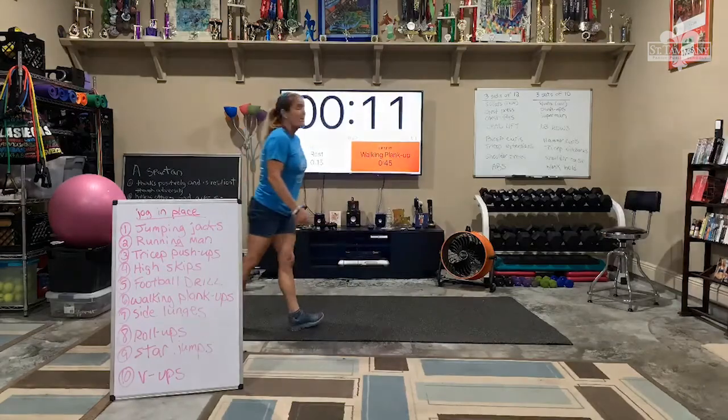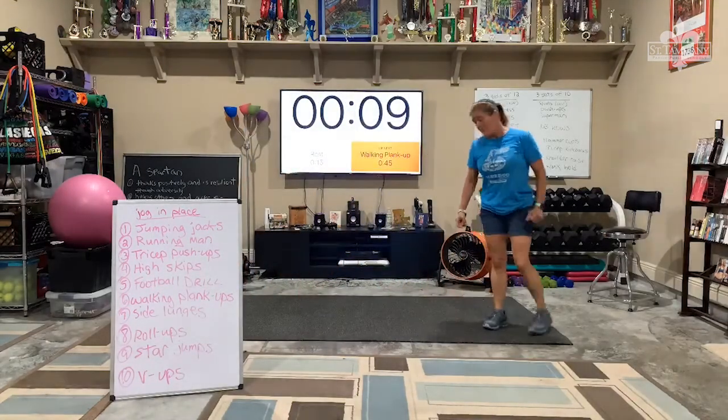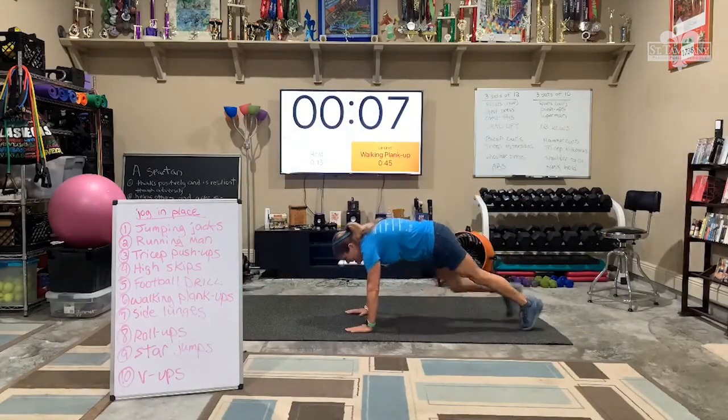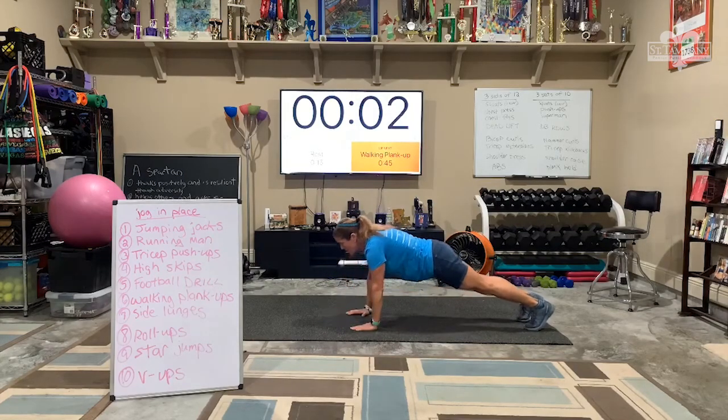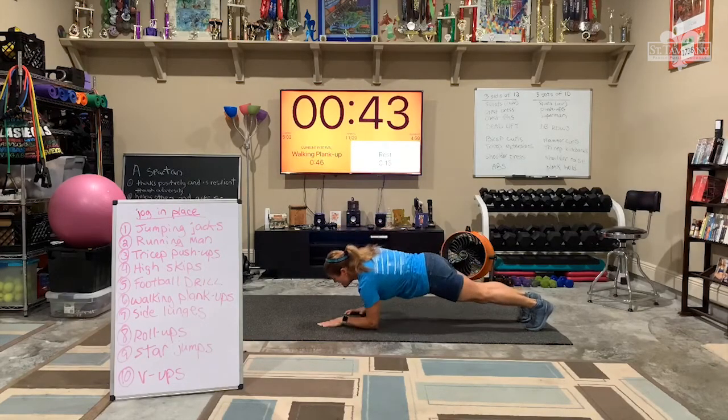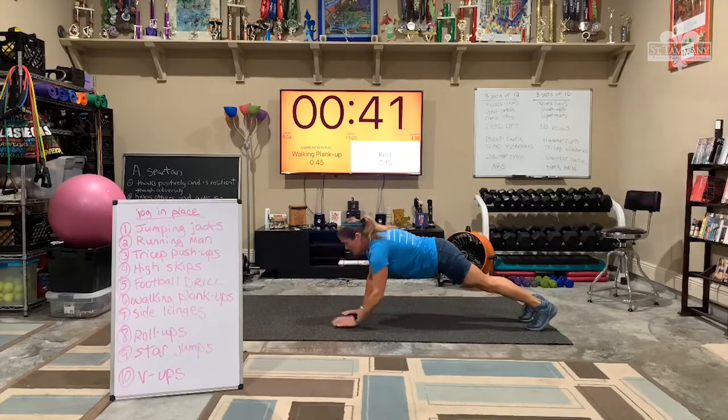Oh, now we have that walking plank up. So, this is a walking plank. Next. Walking plank up for 45 seconds. Down on your elbows. Three. Up on your hands. Okay? We have 45 seconds. Let's do this. Woo!